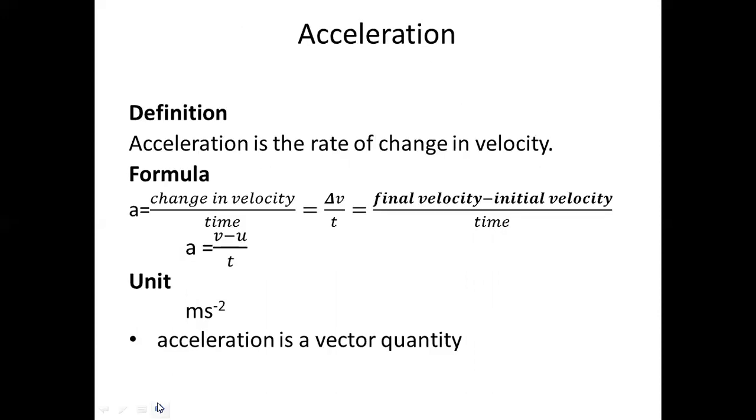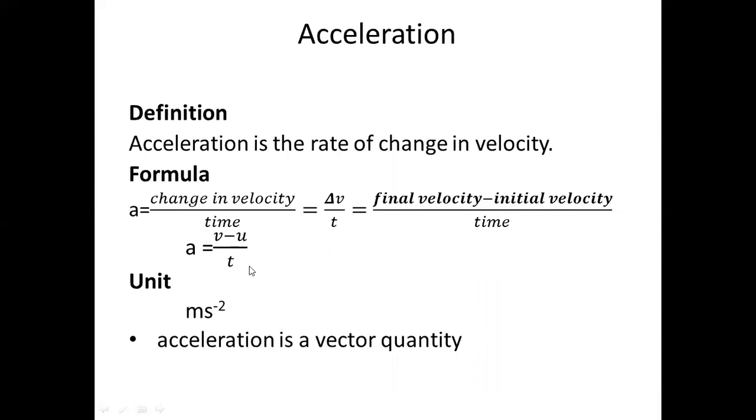Next topic is acceleration. Acceleration is the rate of change in velocity. Change of velocity is also shown by the symbol delta v. In order to calculate change in velocity, we need to subtract two velocities, final velocity minus initial velocity, divided by time. Final velocity, that is the ending velocity, is given by the symbol v, and the initial velocity, the starting velocity, is given by the symbol u.